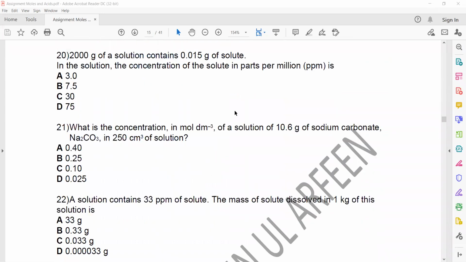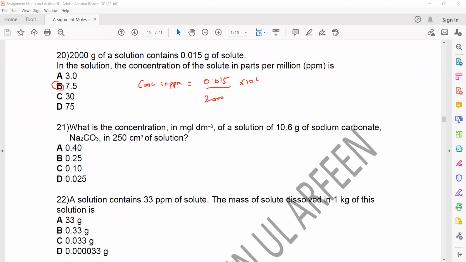In question 20, 2000 gram of a solution contains 0.015 gram of solute. Concentration in ppm. So concentration in ppm is mass of solute 0.015 divided by mass of solution 2000 into 1 million. 0.015 divided by 2000 into 1 million, we'll get 7.5, the concentration in ppm.